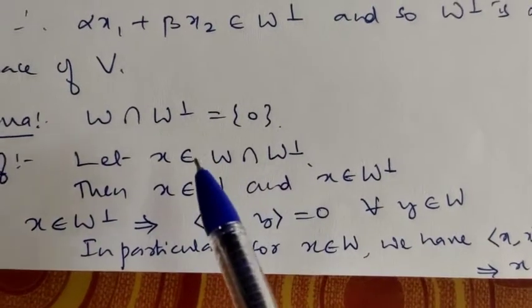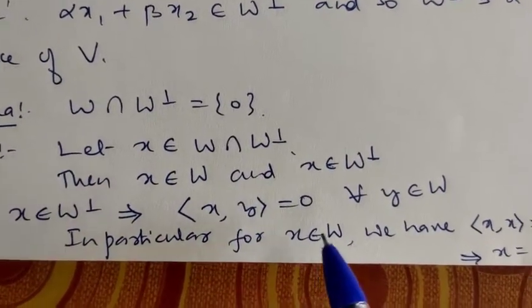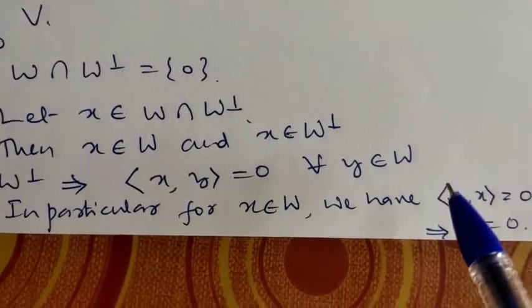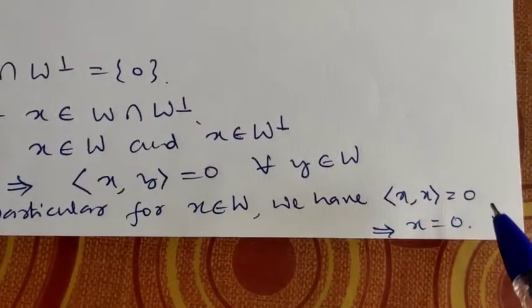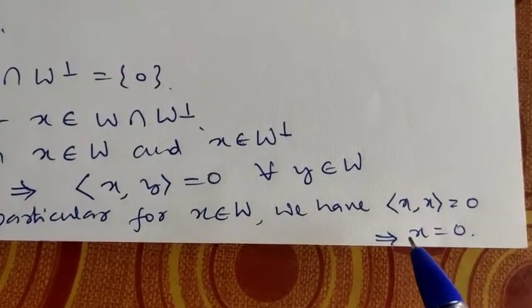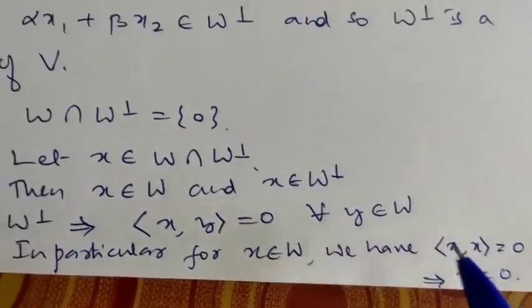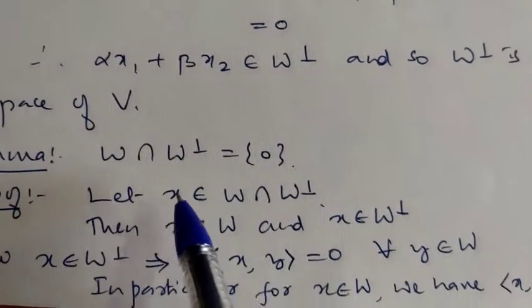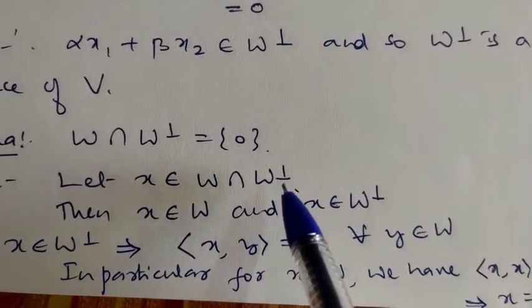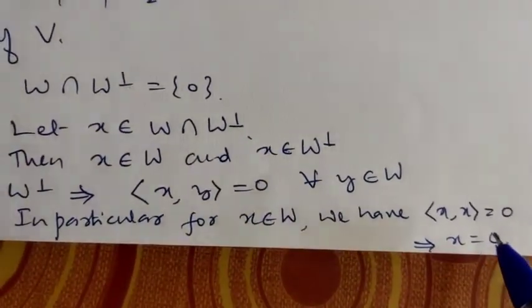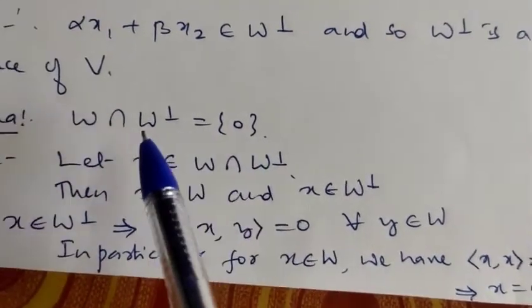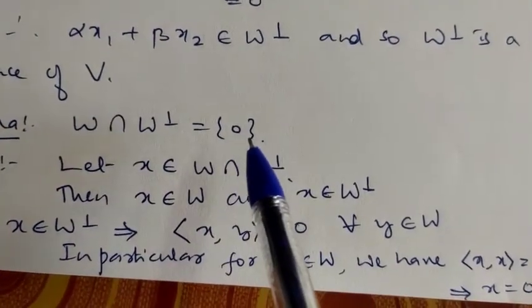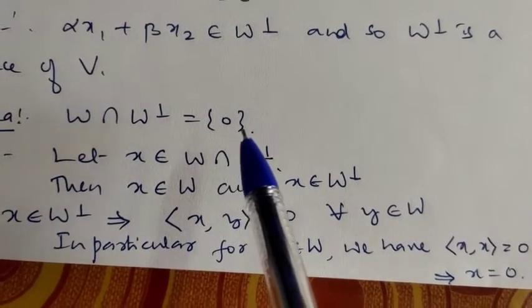Now x is also an element of W, therefore in particular the inner product of x comma x is 0. If the inner product of x comma x is 0, then by the definition of an inner product, x itself is 0. Thus we have considered some x in W intersection W perp and that x itself is 0, meaning every element in W intersection W perp is 0, that is W intersection W perp contains 0 only.